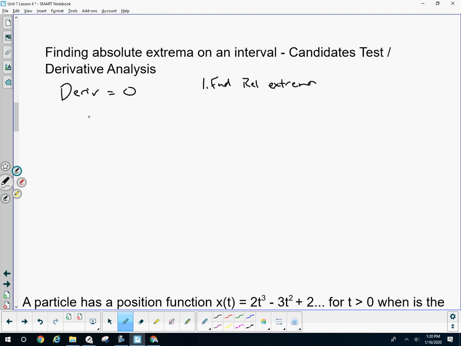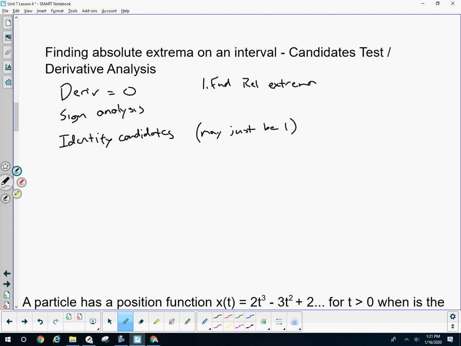Take the derivative, set it equal to 0. Do a sign analysis. Identify your candidates for maxes or mins. There may only be one, which means you're done, just like we knew we had a min.